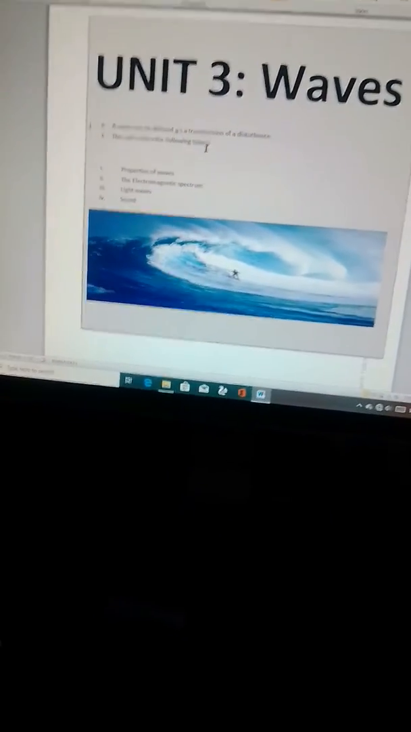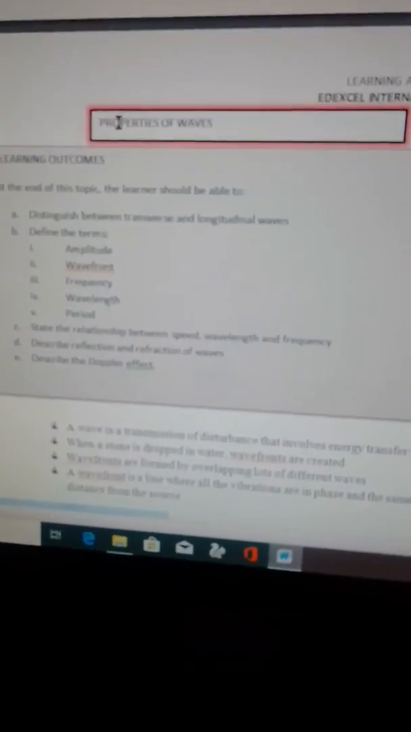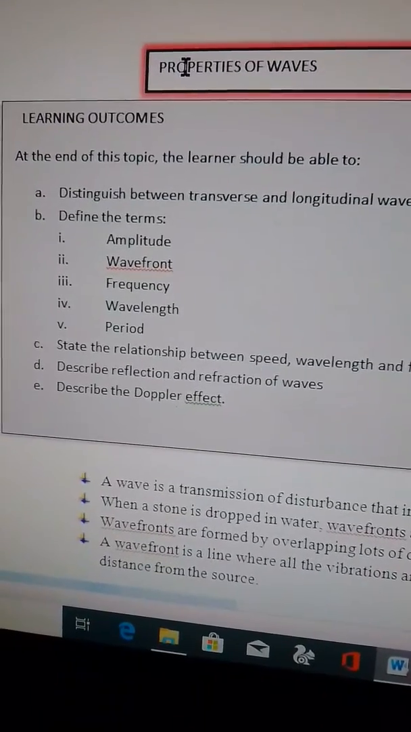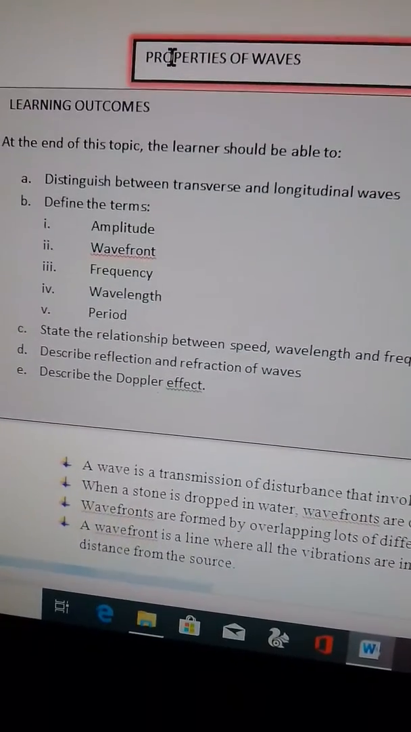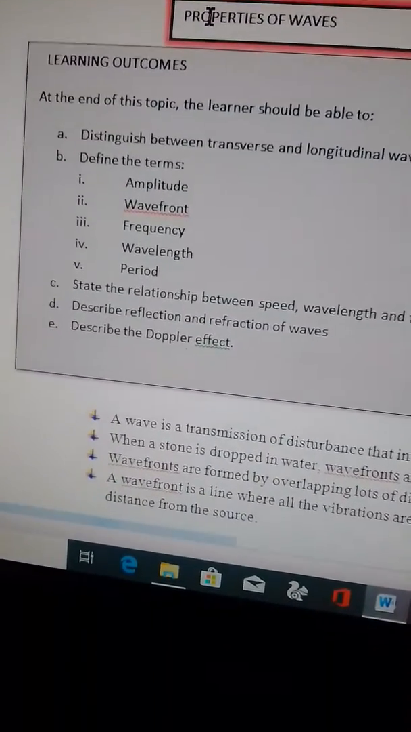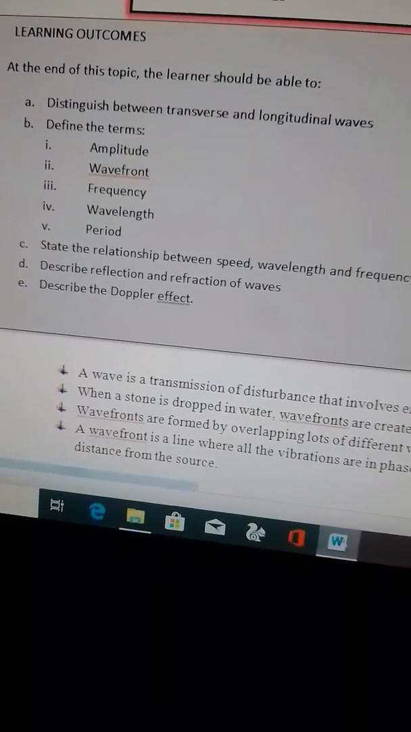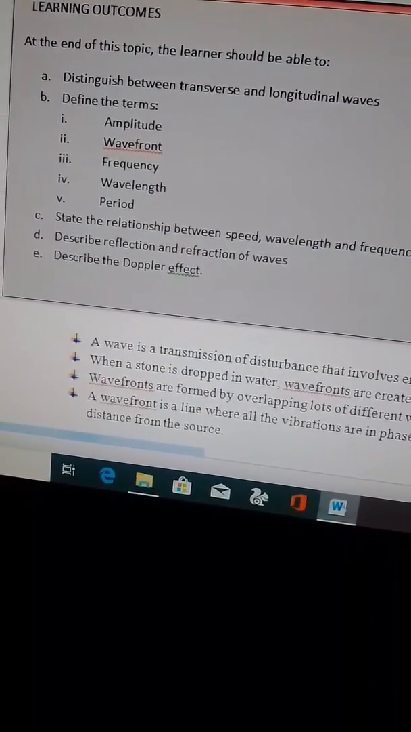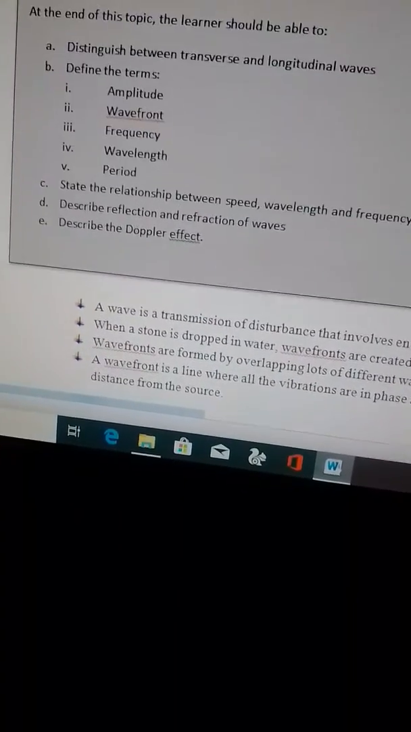So we want to proceed forward and look at the other part of these properties of waves. Let us look at what we are supposed to cover. At the end of this lesson, you should be able to distinguish between transverse and longitudinal wave, define the terms amplitude, wavefront, frequency, wavelength, state the relationship between speed, wavelength, and frequency, describe reflection and refraction of waves, and describe the Doppler effect.